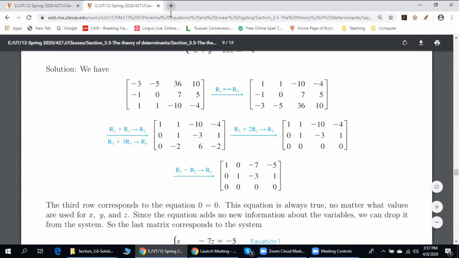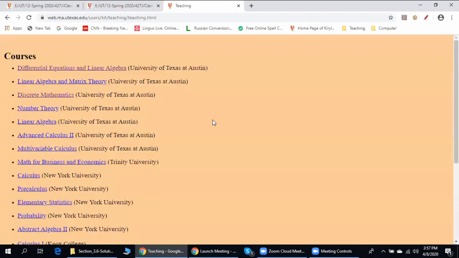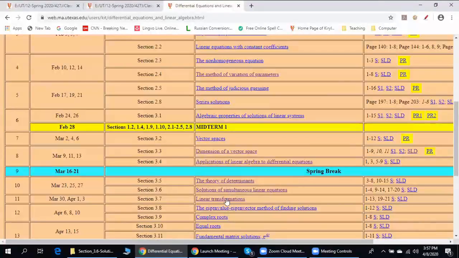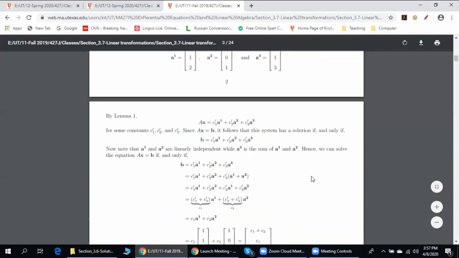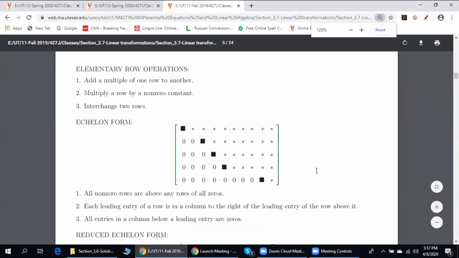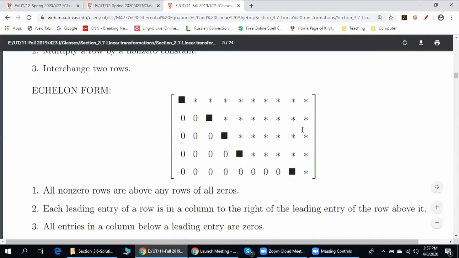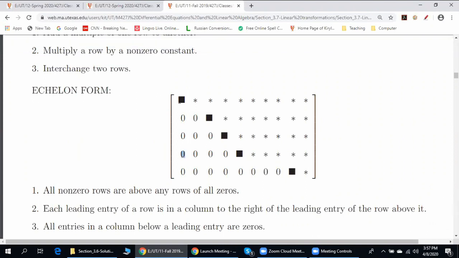So let us generalize. In section 3.7, we discuss so-called echelon form. Here's what I mean by echelon form. Please take a look at this. We have three types of symbols here. 0 means 0. By black square, we mean any non-zero number. By asterisk, we mean any number, either 0 or non-zero.